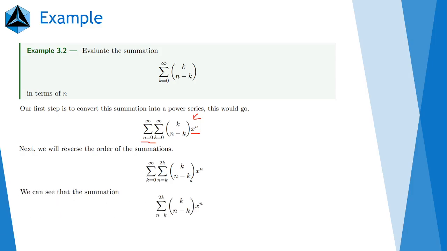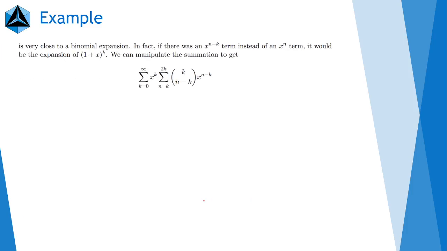We can see that the summation of n equals k to 2k of k choose n minus k of x to the n is very close to a binomial expansion. In fact, if this term was an x to the n minus k term, instead of an x to the n term, it would actually be the expansion of 1 plus x to the k. Actually, I should probably show this to you. If you take k choose n minus k and you start evaluating from n equals k onwards, you have k choose 0 plus k choose 1 all the way up to k choose k.